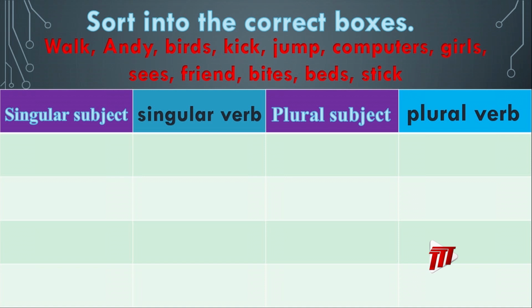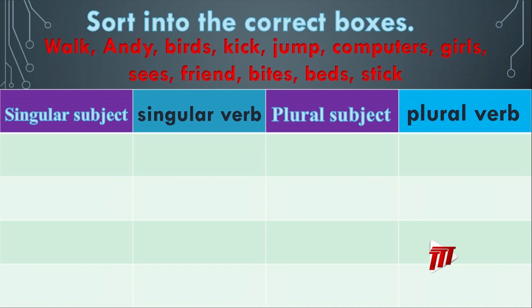So what we're going to do now is we have a few words here that I've given you, and we're going to sort them into singular subject, singular verb, plural subjects, and plural verbs. So we're going through them one by one, and then we're going to see where they're going to end up. So let's use the words now. So we have walk, we have Andy, we have birds, we have kick, we have jump, we have computers, girls, sees, friend, bites, bed, and stick. So those are all the words that we have to sort through as well.